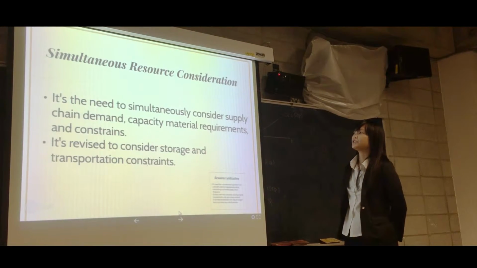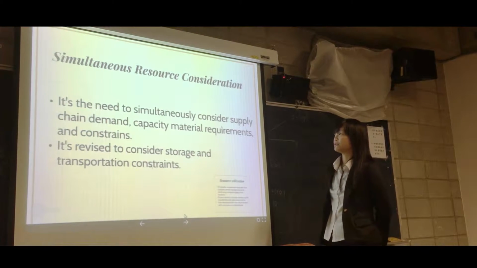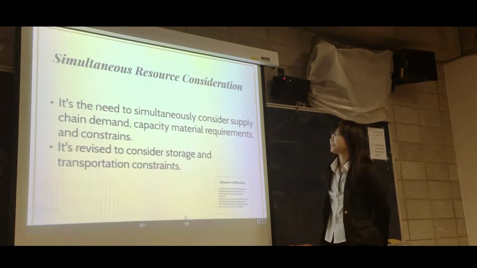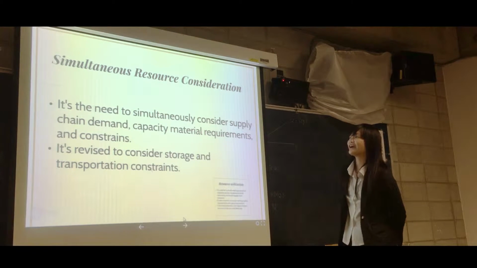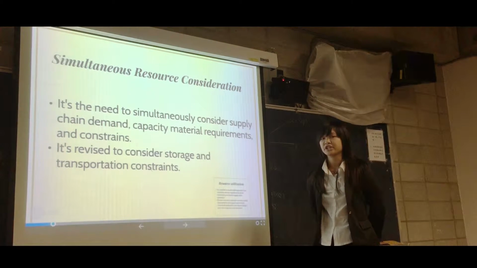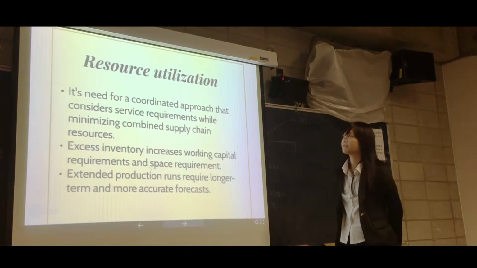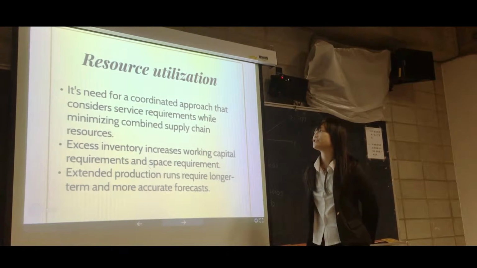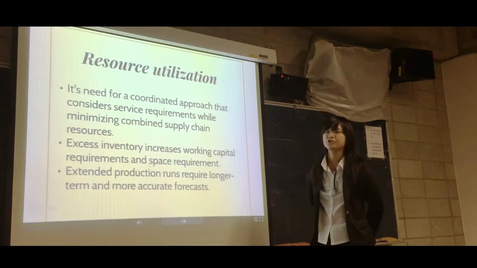The second one is simultaneous resource considerations. There is a need to simultaneously consider supply chain demands, capacity, material requirements, and constraints, revised to consider storage and transportation constraints. Next one is resource utilization. It's the need for a coordinated approach that considers service requirements while minimizing combined supply chain and resource costs.